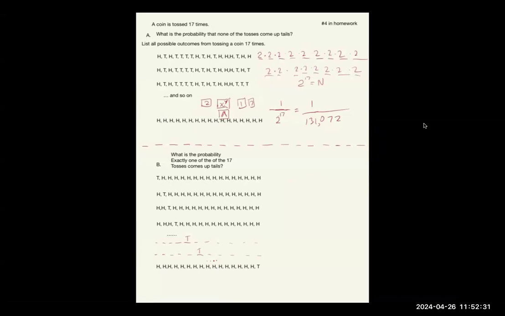Well, if you think about it, we're trying to list all the different ways that you could have one tails and all the rest heads. Well, the tails could have been the first toss that you tossed the coin. That's one possible outcome. But then the tails could have been the second toss, so that's another possible outcome. Or the tails could have been the third toss, or the fourth toss, or the fifth toss, or the sixth toss. So that one tail, we could think about it as how many different choices does that tail have to pick, from the first toss to the last toss.